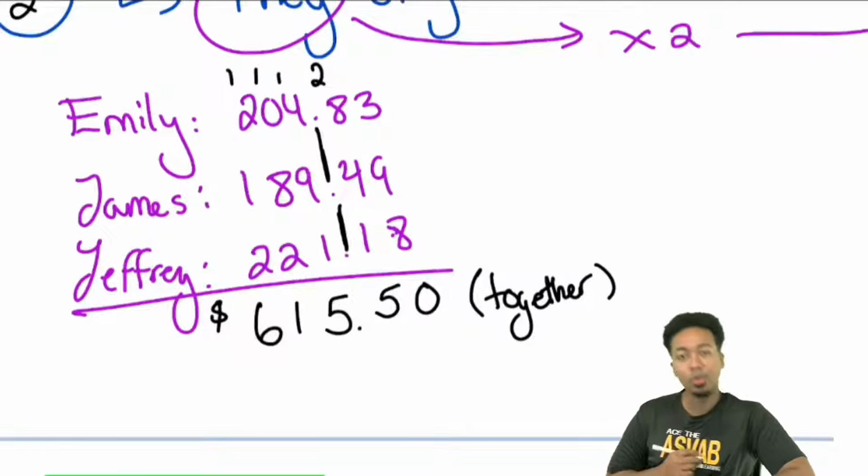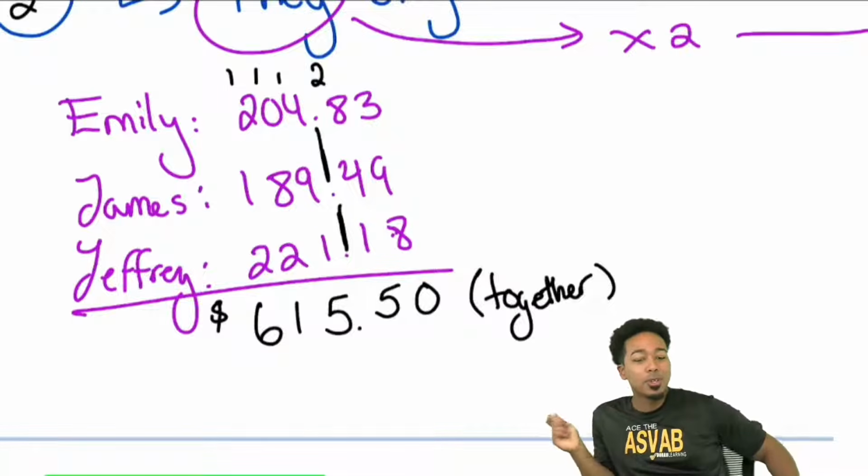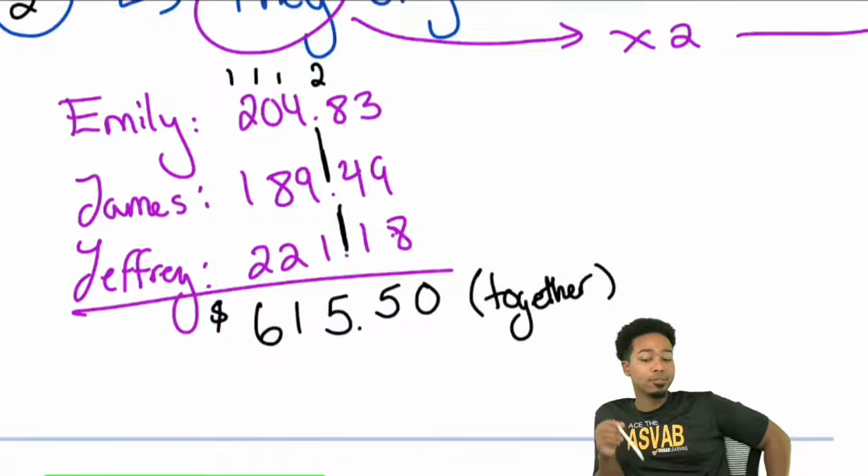So again, remember everybody, what we just said in this problem was that the amount that they have together, that's only half of what they need. So if they're halfway there with $615.50, everybody hit me. What do we do to that $615.50 to get the final answer? I saw a lot of y'all already said the answer there. Say it again.